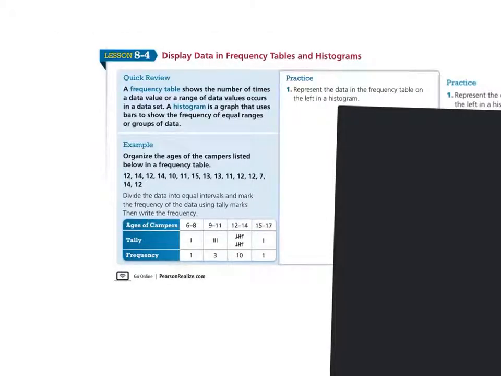Lesson 4 talks about frequency tables and histograms. Make sure you can construct your own frequency table. Remember, we talked about splitting up, seeing how many numbers there are, extending that a little bit if you need to.